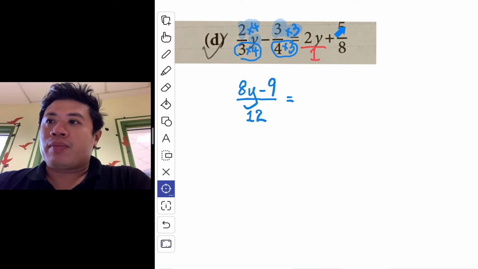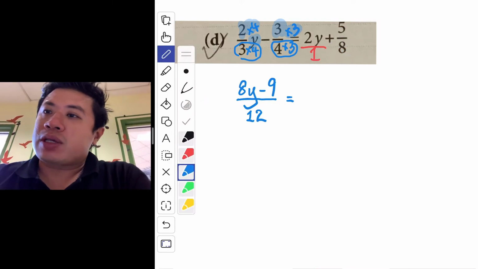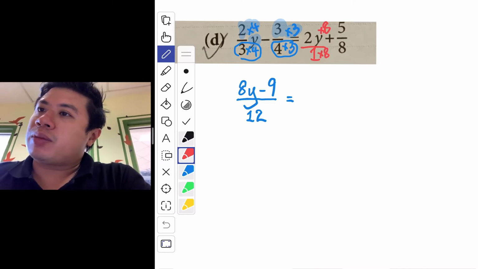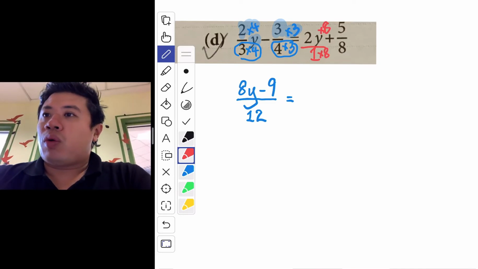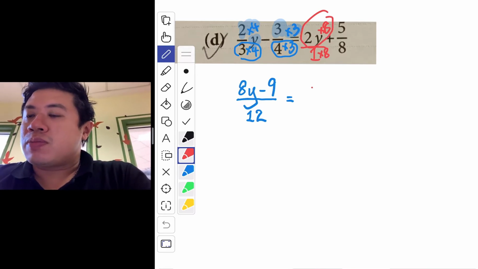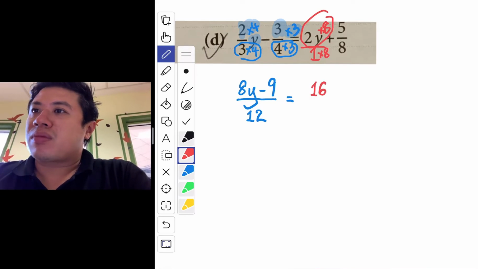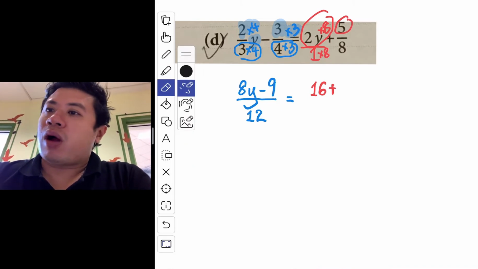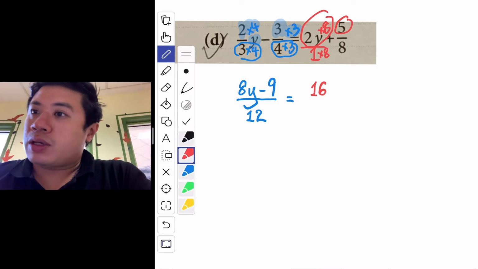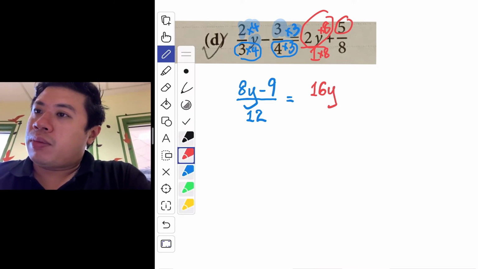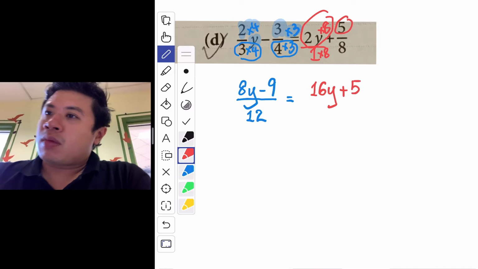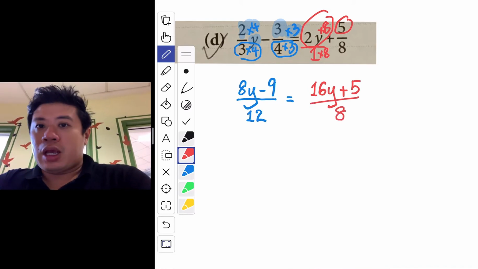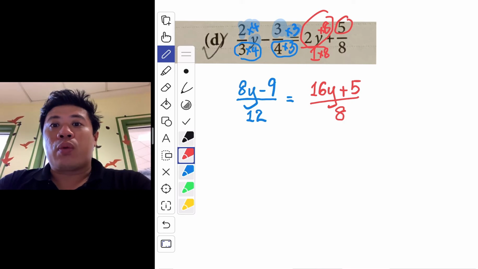2y over 1, plus 5 over 8. Now 1 of course has to go to the bigger denominator of 8, so 8 over 8. Okay, so 2y multiplied by 8 gives me 16y. Plus 5, so this is 16y plus 5, over the denominator, which is 8. So we have one fraction equals one fraction. This is what we want to achieve.